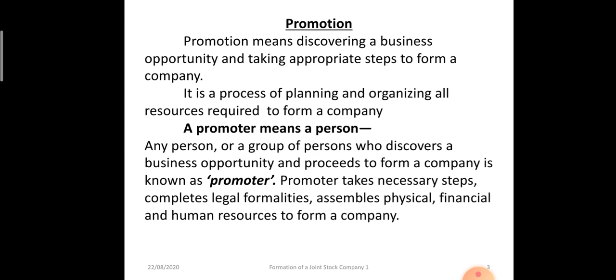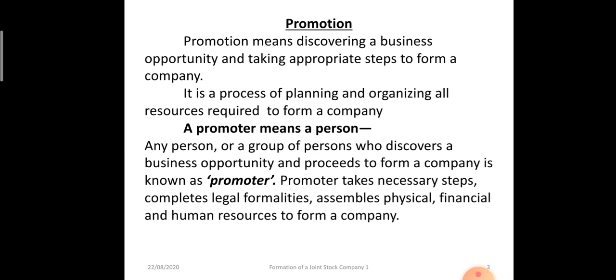Now see, promoter can be a single person or a group of persons. You can search the net for the names of promoters. One of the famous promoters is Mukesh Ambani and Anil Ambani, who are the promoters of the Reliance Industries Group. Like the Tata family, Tata Trust is the promoter of most of the Tata companies. So you search the net, read articles relating to promotions. Nowadays a lot of youngsters are starting their own company with the help of venture capitalists and all.